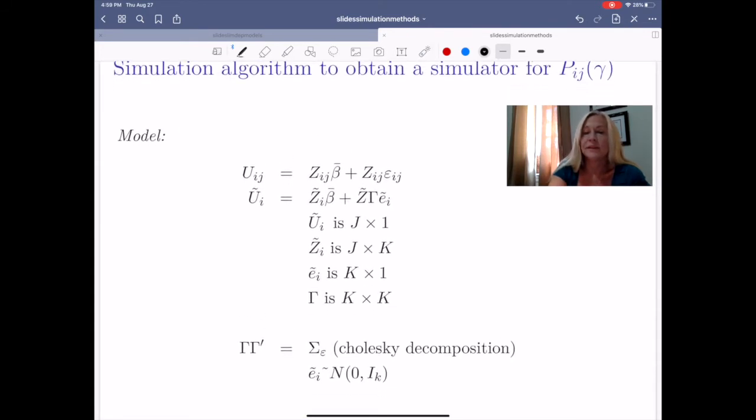So let's look at a simulation algorithm for this model. What you can do is, for this epsilon here, you can apply Cholesky decomposition to the variance. For any variance matrix, you can do a Cholesky decomposition on it. And you can write epsilon as this gamma matrix times e_i tilde, where e_i tilde is just normal 0, I.